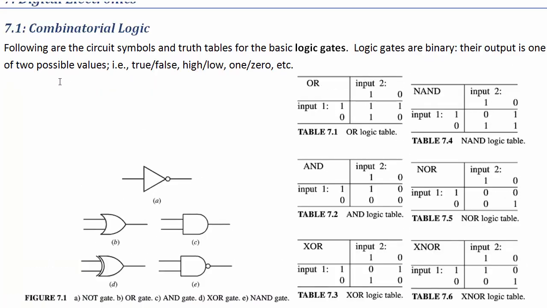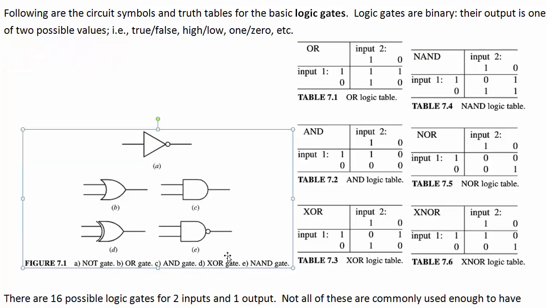First we're talking about Combinatorial Logic. This is going to introduce logic gates and look at some truth tables and all that. So here we have the basic logic gates. This is a NOT gate, an OR gate, AND gate, XOR, and a NAND gate. These are not all the gates, these are just some of them.